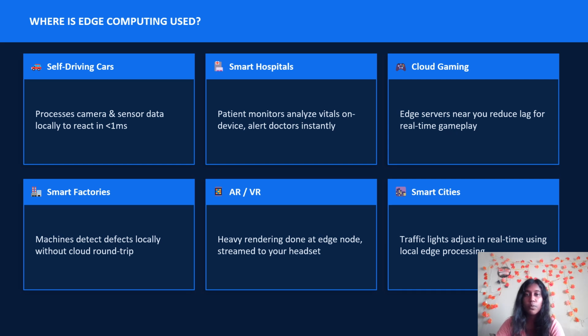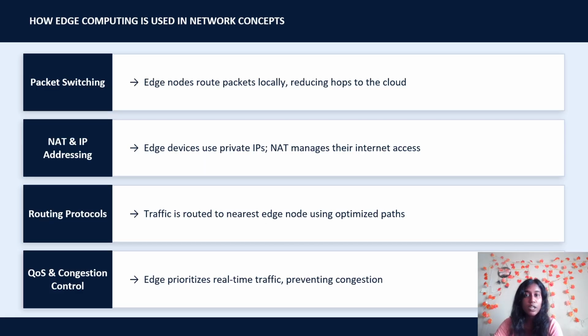Additional real-world uses could be retail, where in smart stores you track inventory in real time and have automated checkout systems, and so on. It can also be used in telecommunications with 5G, where it enables ultra-low latency applications and supports IoT devices at a massive scale. It can also be used in drones and robotics, where drones process navigation and obstacle data locally, and so on. Edge computing is not just a concept, it's a real-world application.